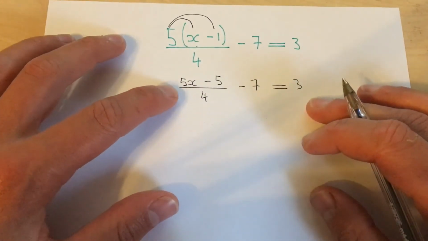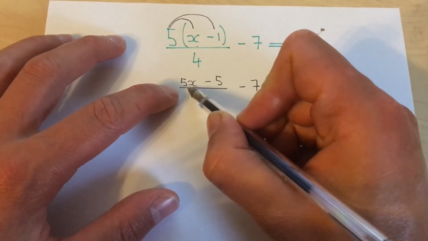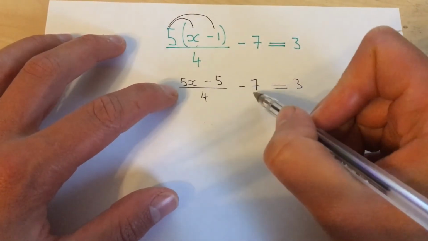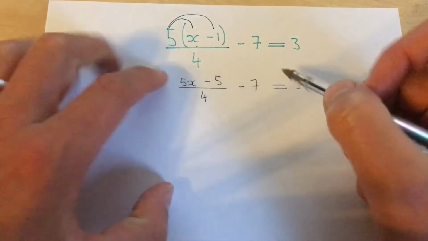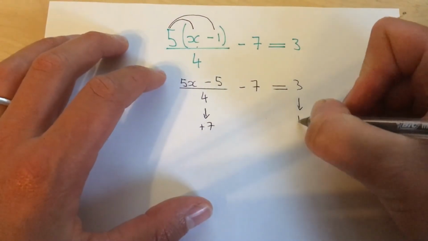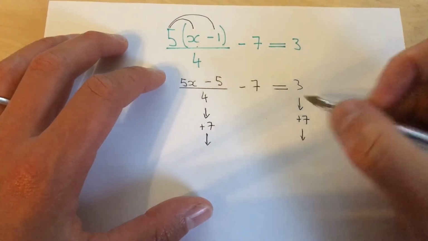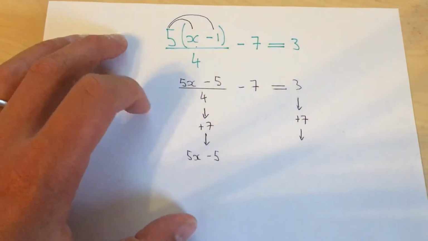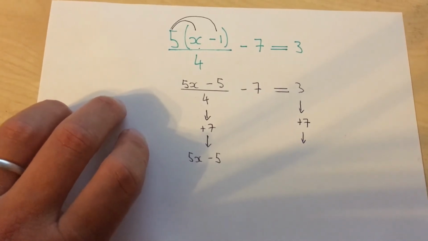Now I'm going to solve this equation. X multiplied by 5 to get 5x, take away 5, then divide it by 4, then take away 7, and I get 3. Notice the last thing that I said was take away 7. So the first thing I'm going to do here is add 7. That is the inverse of take away 7, the opposite of take away 7. So now on this side I'm left with 5x minus 5 divided by 4. That's the whole thing divided by 4.